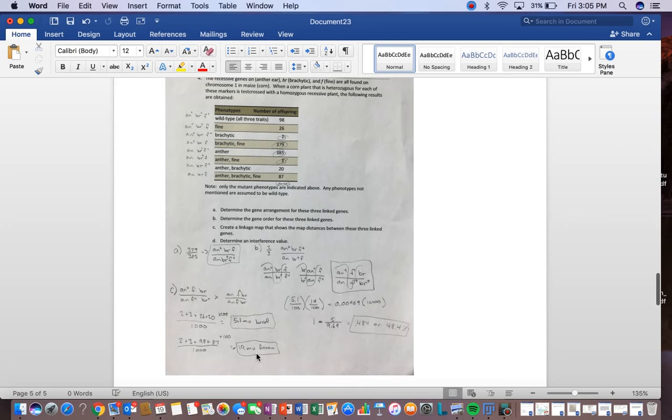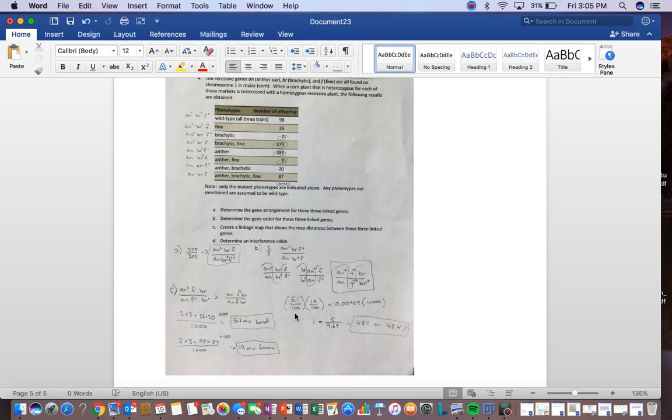Okay, so then we go on to part C, and it's just calculating the map frequencies again. It's kind of just the same equation we've been using. So we go 2 plus 3 plus 26 plus 20, and then divide by 1,000, multiply it by 100, we get 5.1 mu. Same equation, just different numbers. 2 plus 3 plus 98 plus 87, divide by 1,000 times 100, and we get 19 mu. And those are between BR and F, and then the F and AN respectively.